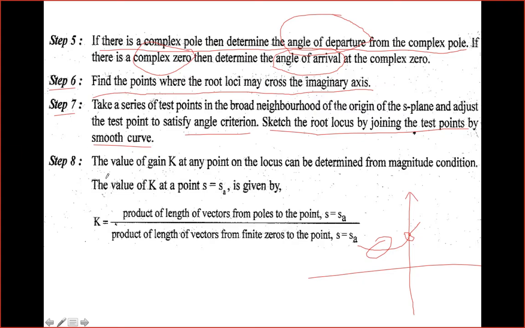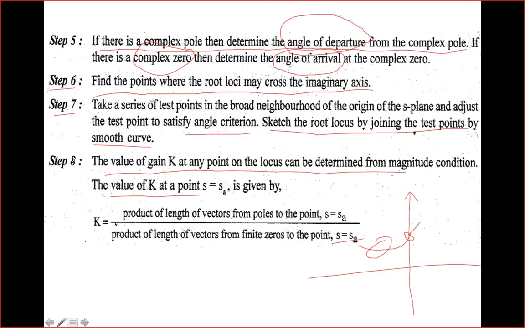Eighth step, the value of gain k at any point on the root locus can be determined from the magnitude condition. The value of k at a point s equal to s1 is given by k equals the product of lengths of vectors from the poles to the point s equal to s1, divided by the product of lengths of vectors from the finite zeros to the point s equal to s1. These two points, the 7th and 8th steps, we will discuss when we are discussing a problem. So next slide, I am going to start the problem.